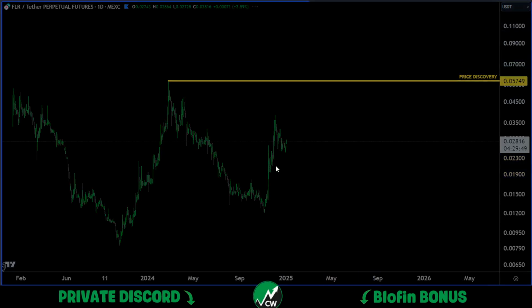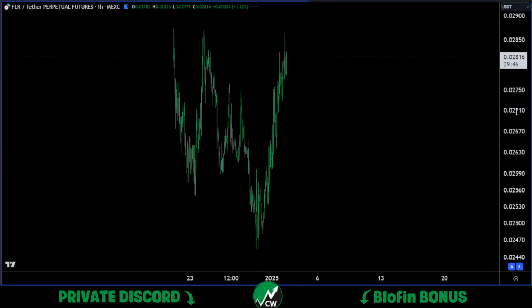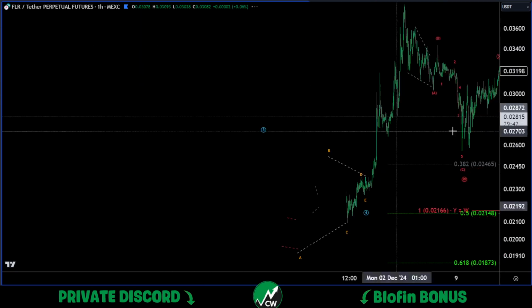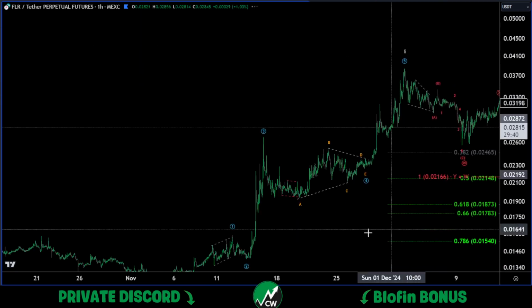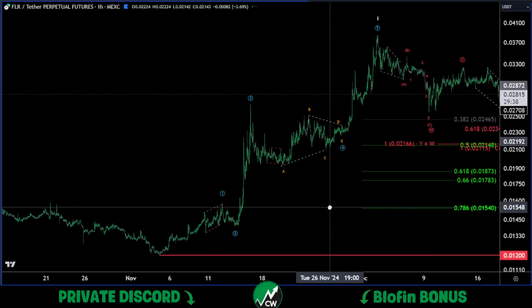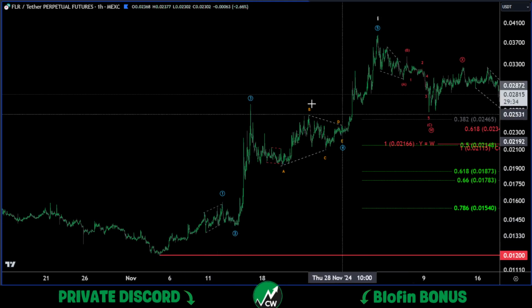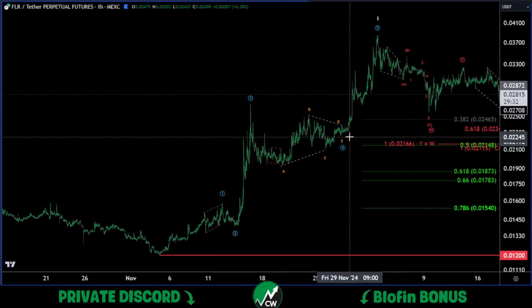Let's check out the 1 hour. Now, off our low at 1.2 cents, we have this as wave 1 and 2, 3, triangle 4, which we expect for a fourth wave, and a fifth wave to the upside.